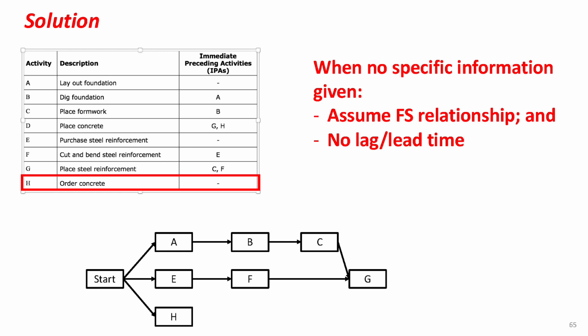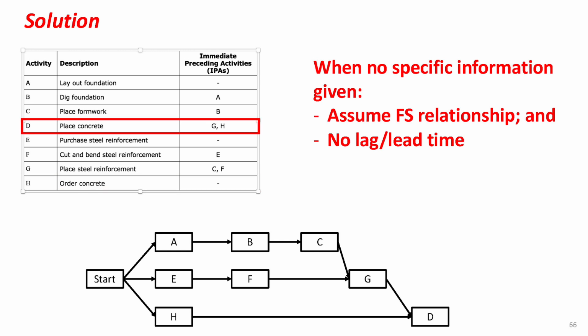Now, let's go back and complete what we skipped. Activity D, place concrete, is preceded by G and H, so now that both G and H are in the network, we can add D and connect G and H to it. As the last step, we need to add the finish milestone.